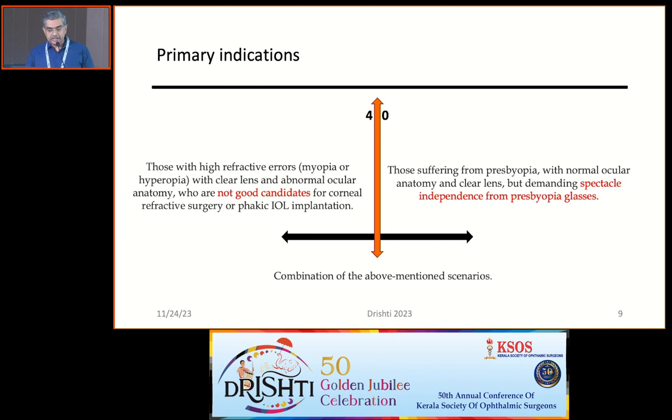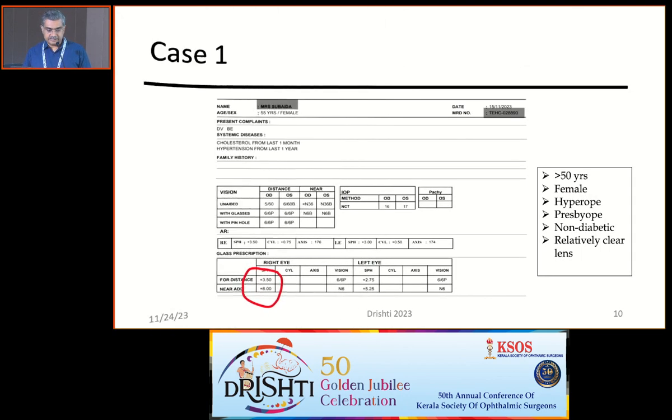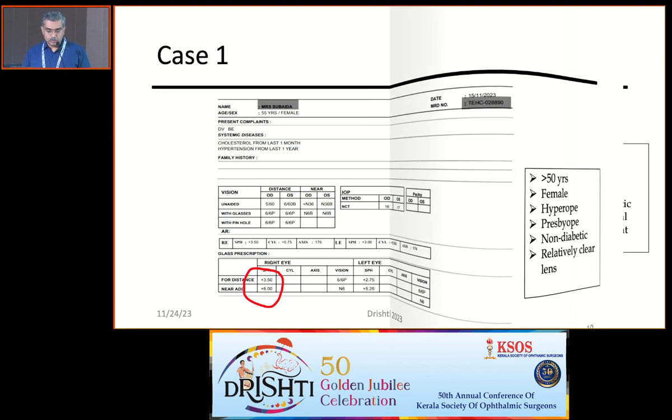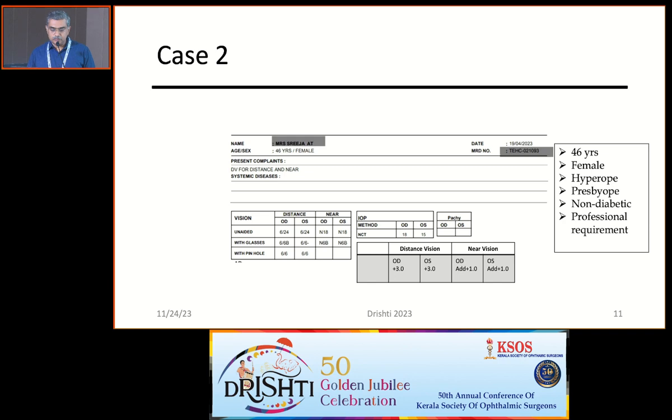And above 40, anyone with presbyopia, with myopia or hyperopia, who is wishing for spectacle independence. So this is one case I recently did. The summary of the patient: more than 50 years, female, hyperope, presbyope, non-diabetic, relatively clear lens. One more case, lesser age group, 40 to 50, 46 years, female, hyperope, presbyope, non-diabetic, done for professional requirements.